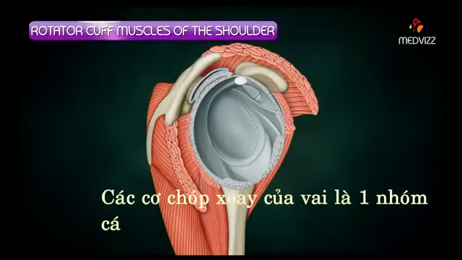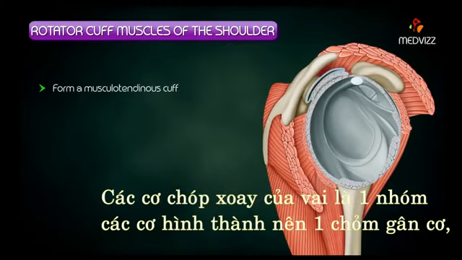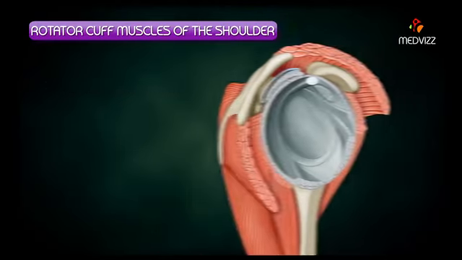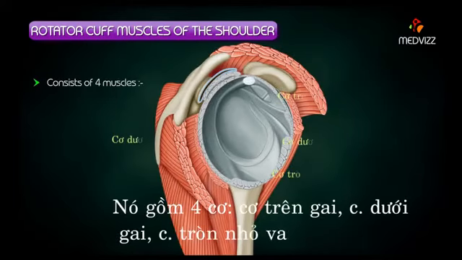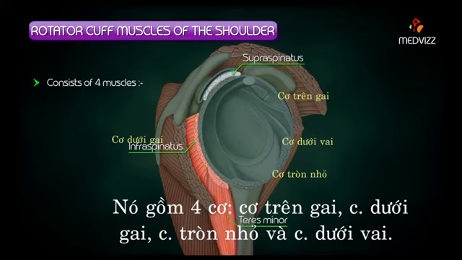Rotator cuff muscles of the shoulder. The rotator cuff muscles are a group of muscles that form a musculotendinous cuff which provides strength, support, and stability to the capsule of the shoulder joint. It consists of four muscles: supraspinatus, infraspinatus, teres minor, and the subscapularis.